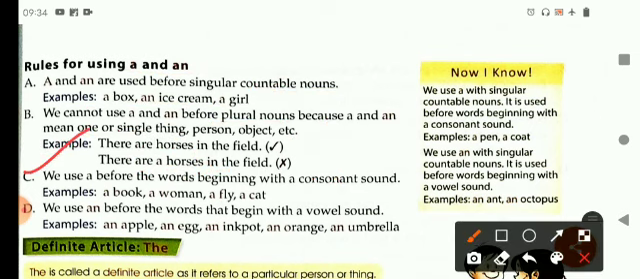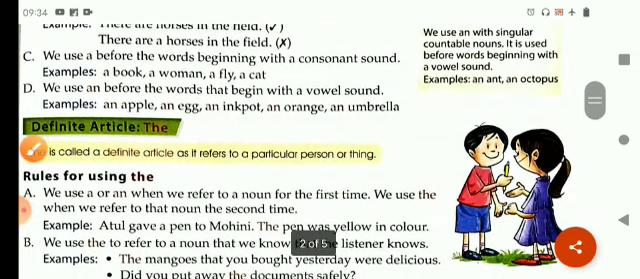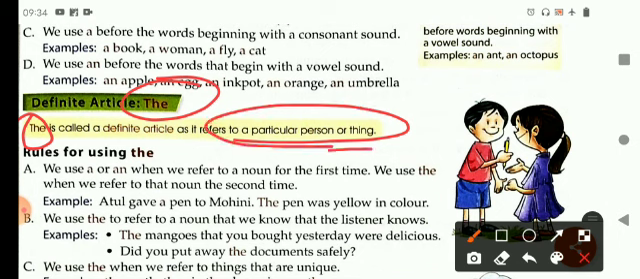We use a before the words beginning with a consonant sound. For example, a book, a woman, a fly, a cat. And we use an before the words that begin with a vowel sound. For example, an apple, an egg, an ink pot, an orange, and an umbrella. Now let's learn about the definite articles. The is called a definite article as it refers to a particular person or thing.